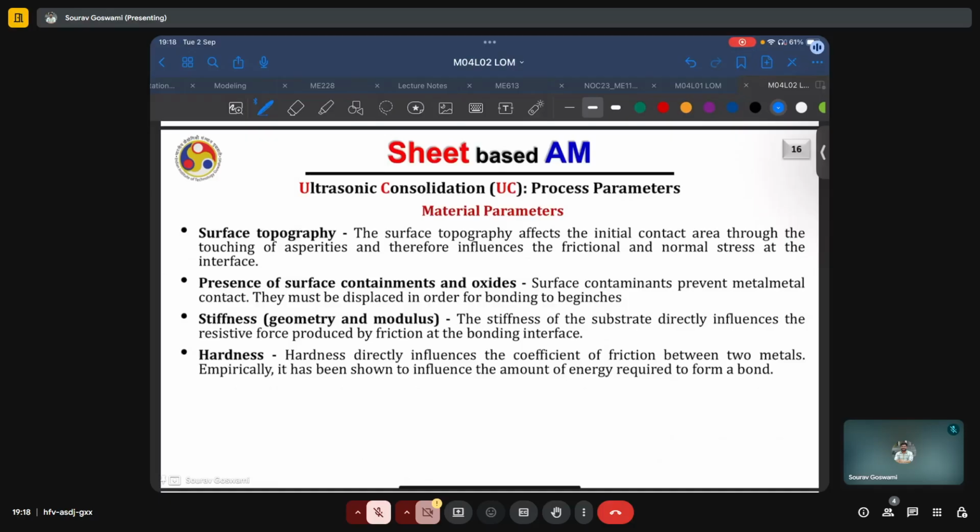Stiffness, that is the geometry and modulus of the substrate, directly influence the resistive force produced by friction at the bonding interface. The hardness directly influences the coefficient of friction between the two metals, and empirically, it has also been shown to influence the amount of energy required to form a bond.